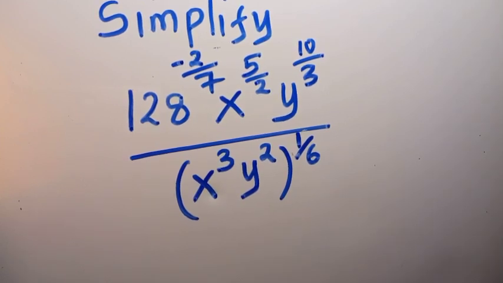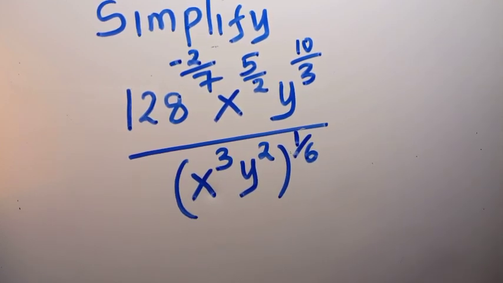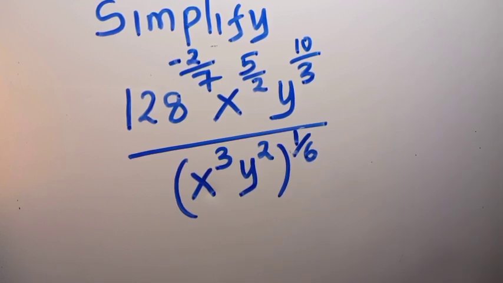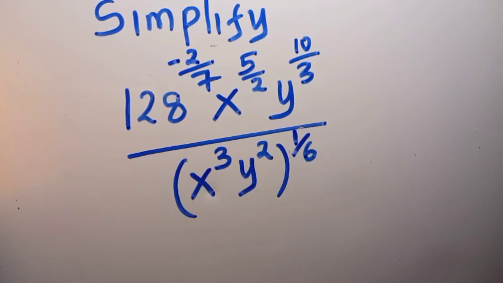The first thing that we shall do is simplify 128 raised to negative 2 over 7 alone. Then we proceed to simplify x and y, that is in both the numerator and the denominator. Now, let us simplify 128 raised to negative 2 over 7.